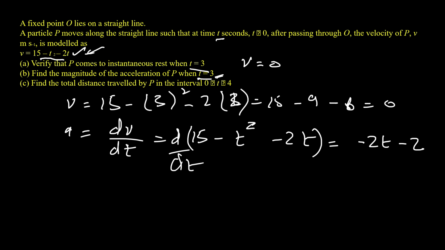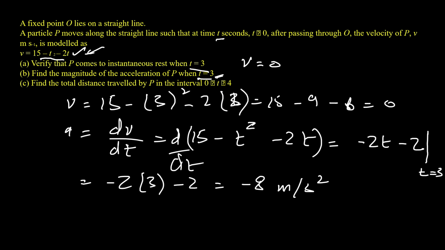So we put t equal to 3 in this equation. Minus 2 times 3 minus 2 is minus 6 minus 2, that's minus 8. So it's minus 8 meters per second squared. The acceleration at the instant t equal to 3 is minus 8 meters per second squared, which clearly indicates that this is a deceleration. The body was slowing down, and it slowed down nearly instantaneously.